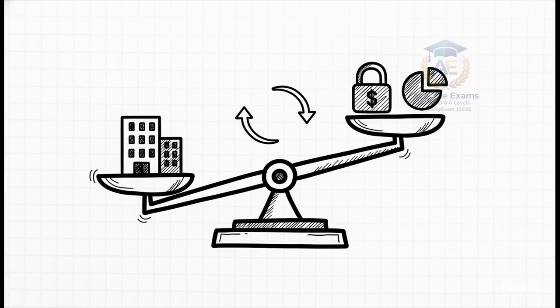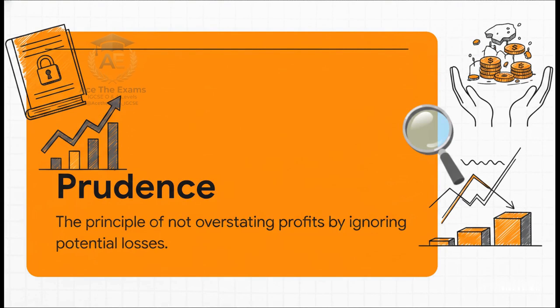Speaking of structure, we really have to talk about the prudence concept. Prudence is the guiding principle of never, ever overstating your profits and definitely never ignoring your potential losses. Think of it as your ultimate safeguard against artificial financial inflation. If a business just decides to ignore a potential loss, well, they're painting a completely fake, overly optimistic picture of their health. And doing that, it completely destroys the integrity of the ledger.